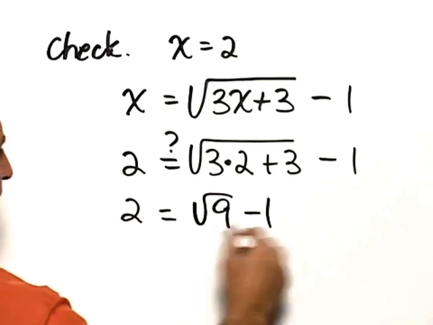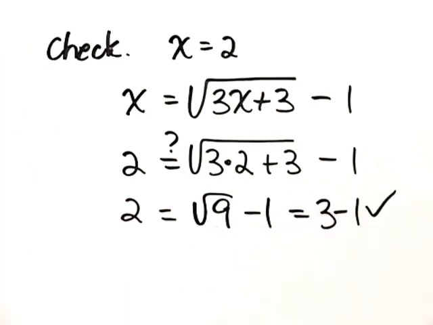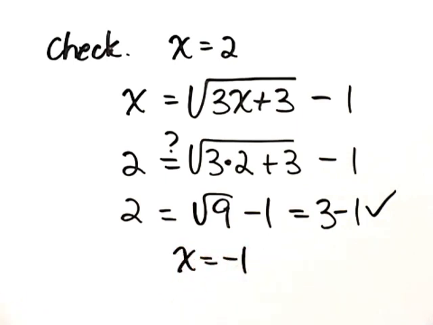Well, the square root of 9 is 3. This is 3 minus 1. And 3 minus 1 definitely equals 2. Now we need to check x equals negative 1. So we substitute negative 1 in place of x.